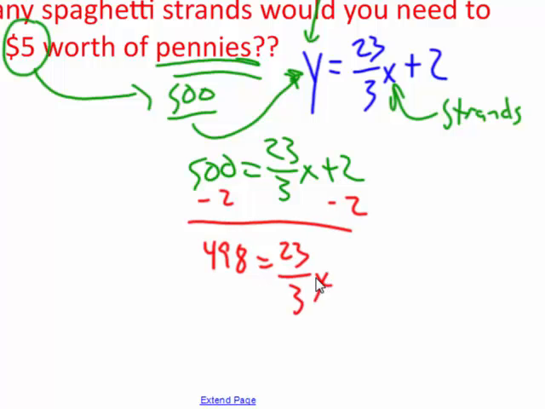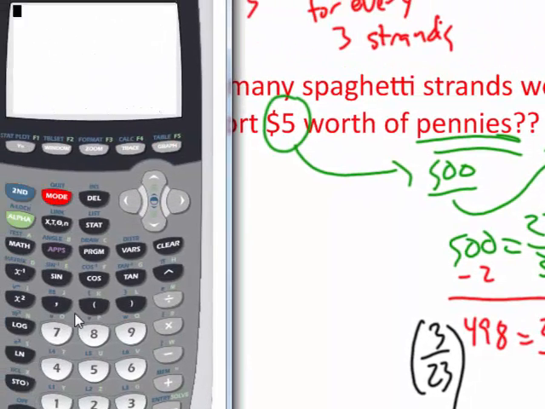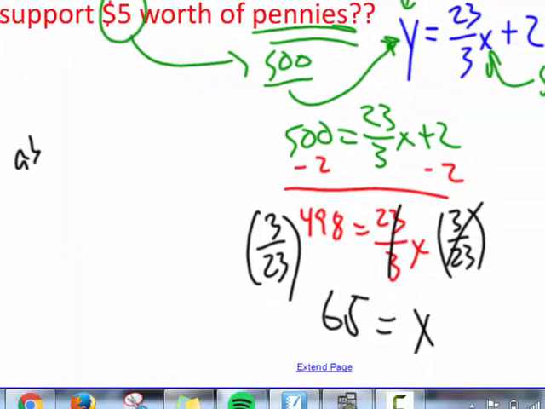And how do I get rid of that 23/3? Anytime we have a fraction, you divide by 23/3, right? But we never divide fractions. We multiply by the reciprocal. So I'm going to multiply by 3/23. So that'll cancel, and I'll just have x. So 3/23 times 498. So I'm going to go to my home screen. Every time I want a fraction, I put it in parentheses. So 3/23, in my parentheses, times 498. So about 65 spaghetti strands. So we say about 65 strands.